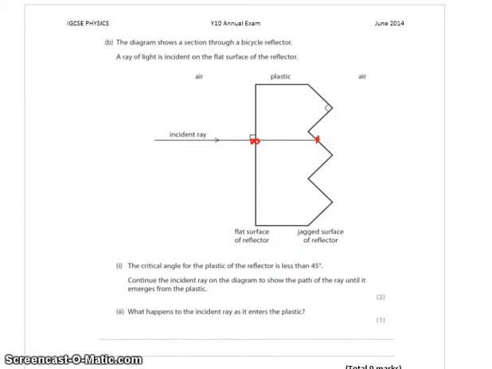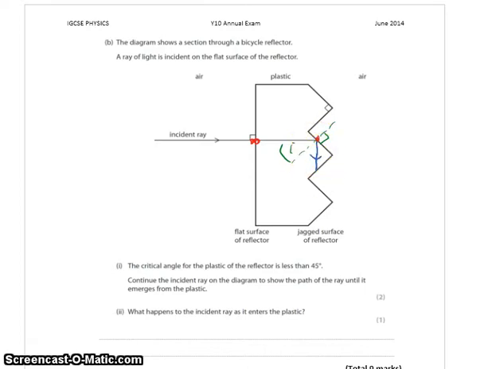Okay, and the answer is going to be no, and the reason being, well, if we draw in our normal line, the normal is always going to be at 90 degrees to the surface. Okay, and we look at this angle here. This angle here is going to be at least 45 degrees. Okay, now if it's 45 degrees or more, then we're going to get total internal reflection at that point. So none of the light is going to escape. It's all going to be reflected internally.